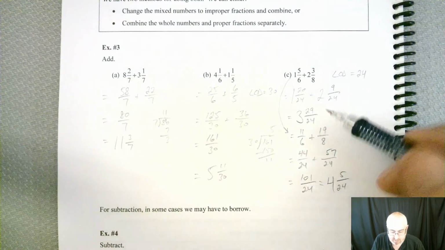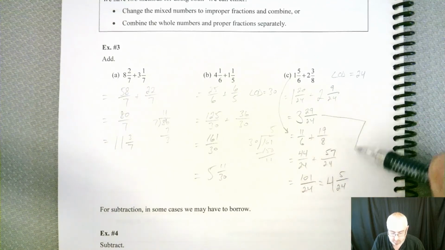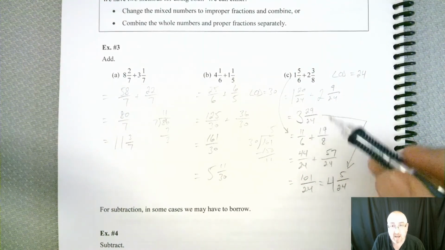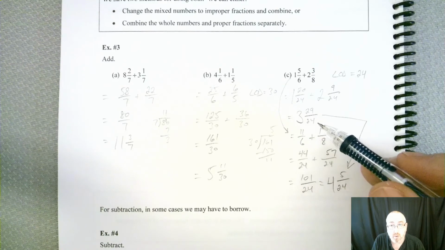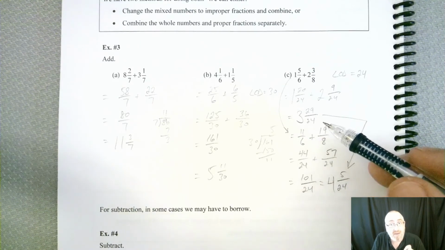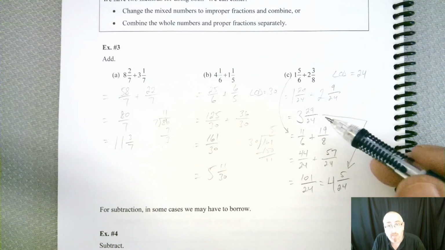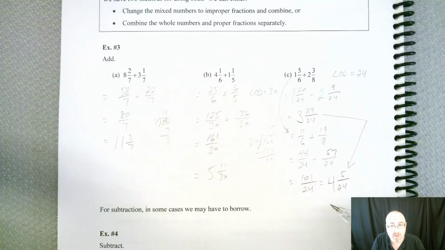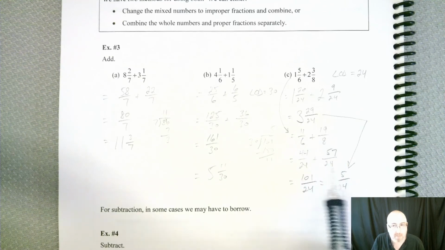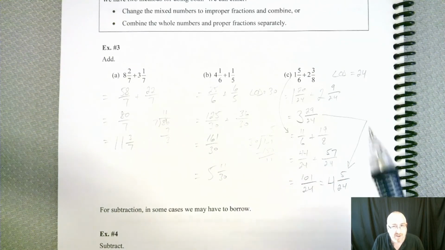But it turns out that this would give you the same result. If you fix that 29 over 24, you'd get 1 and 5 24ths. So the 1 plus the 3 gives you the 4. So you will get there. It's really a preference, up to you which method you like better. Like I said, the improper fraction method, you don't have to worry about fixing your answer or anything like that. That's what's nice about it.